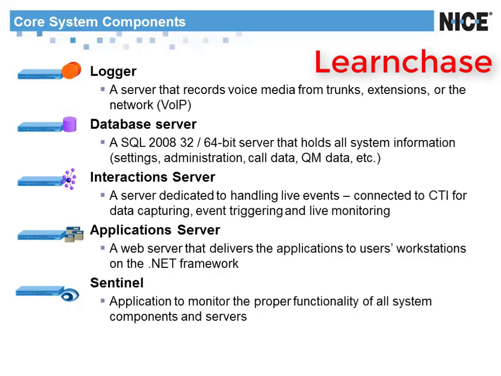Then we have a third component, which is an interaction server. It is a server dedicated to handling live events for CTI. With CTI, you know, it is the data coming along with the call. For example, calling number, called number, date of the call, time of the call, extension, agent ID. All those things are termed as CTI. CTI is computer telephony integration, and it is a must to identify the call.